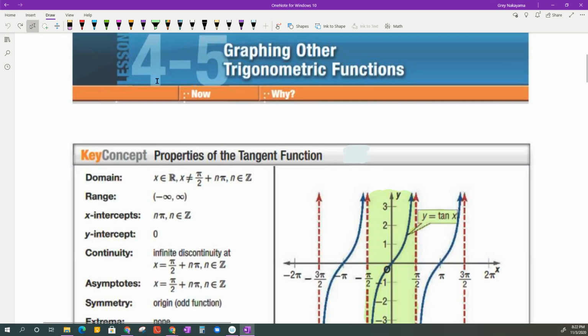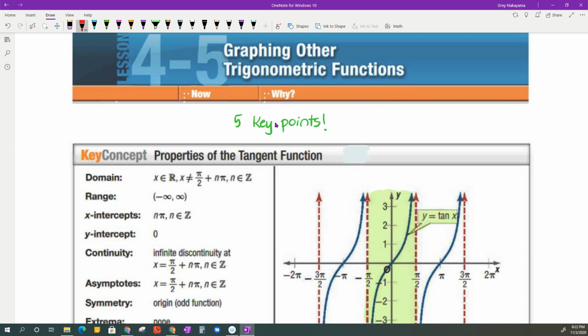Okay, today's lesson is 4.5, graphing other trigonometric functions. We did sine and cosine first, and now we're going to talk about the other four. Just like we've done in the past, when you see an equation, you want to know the general shape of it, and you want to know some key points. In the trig functions, just as we've been doing, we're going to have 5 key points.